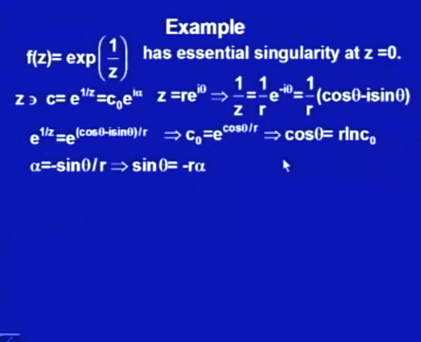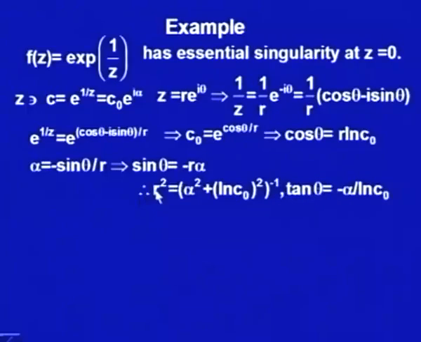Now we do know sin² θ + cos² θ = 1. So if I add it up, I get r² log² c₀ + r² l φ² = 1. What we are getting is r² times (l φ² + log² c₀) = 1, so r² = 1 / (l φ² + log² c₀). So I am writing it in this manner.